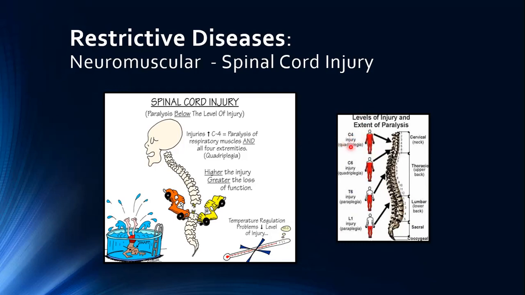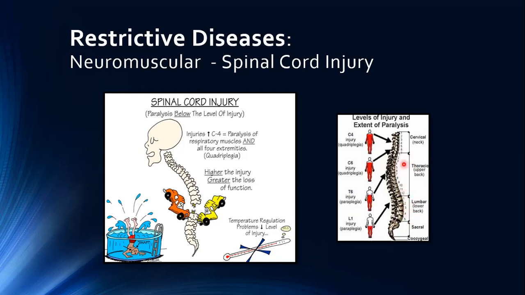C4 injuries, like we said, quadriplegia. If it goes to C6, you can still have quadriplegia, right? Maybe have a little bit more feeling around your shoulders, okay? But now T6 is thoracic. Don't forget you have your cervical spine, your thoracic spine, and your lumbar spine, right? So the neck is the cervical, the upper back is the thoracic, and the lower back is your lumbar.